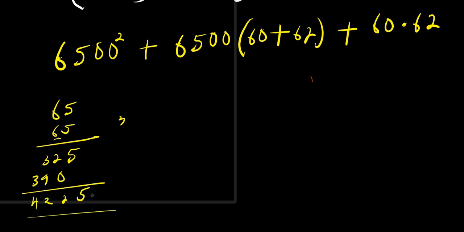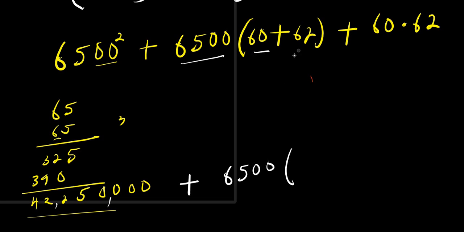4, 2, 2, 5. So since we have double zeros here, you are going to have 4, 2, 2, 5, 0, 0. Then you have 0, 0, 4 zeros. Have you seen it? So that means we have 42,250,000. That's 6,500 times 6,500. I have plus, this is 6,500 times 60 plus 62. 60 plus 60 is 120. So 120 plus that is 122.